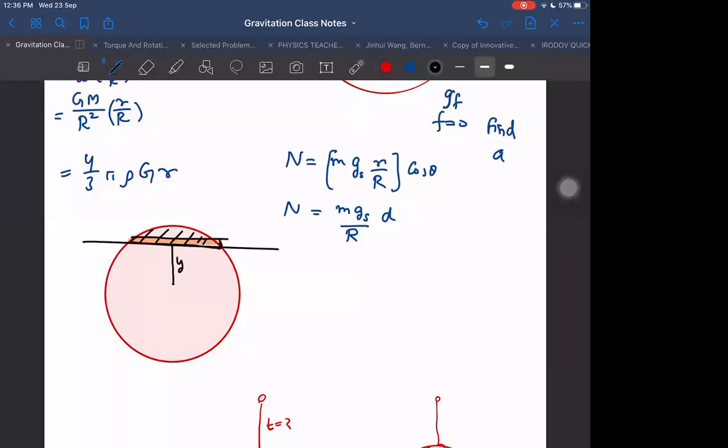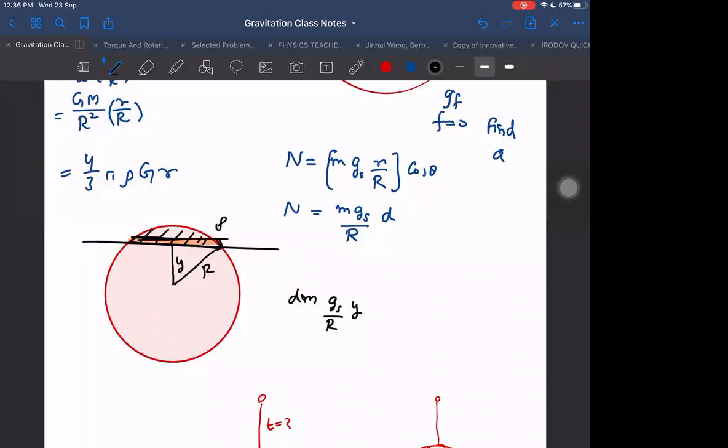If it is y, then what will be the force acting on this small part due to the gravity? The force due to gravity on this small part will be equal to dm into g at the surface upon small r into y. What is g at the surface? g at the surface is constant, r is constant, y is the only variable, and dm is also variable. What will be the dm value?